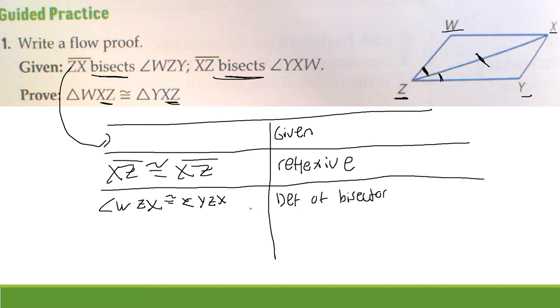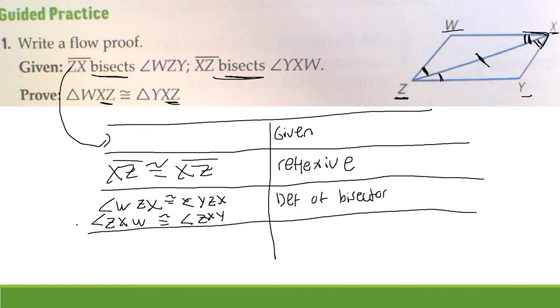Now, because I'm going to be using the same reason, I'm just going to do this on the same line. It says XZ bisects YXW, which is this top angle here. So if XZ bisects YXW, that means the top part has to be congruent to the bottom part. So angle ZXW is congruent to angle ZXY. Those are both by definition of bisectors.